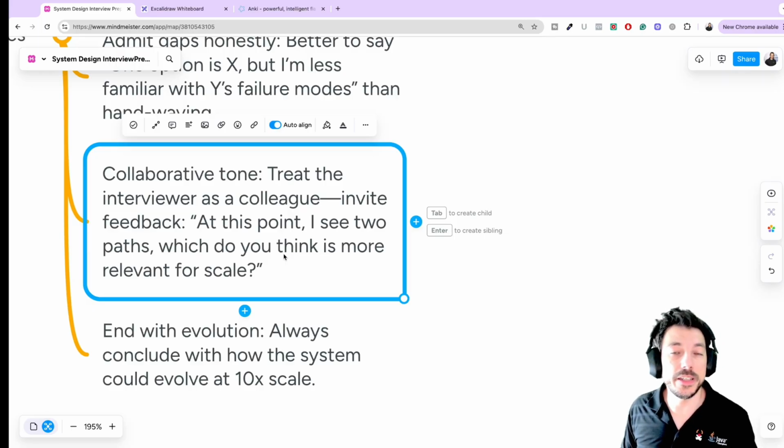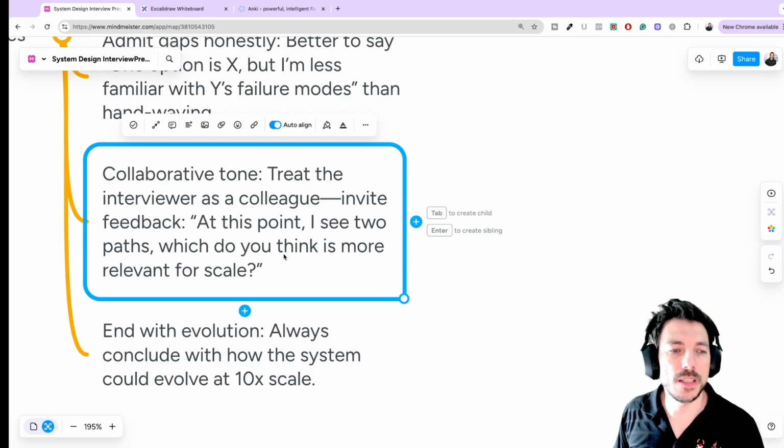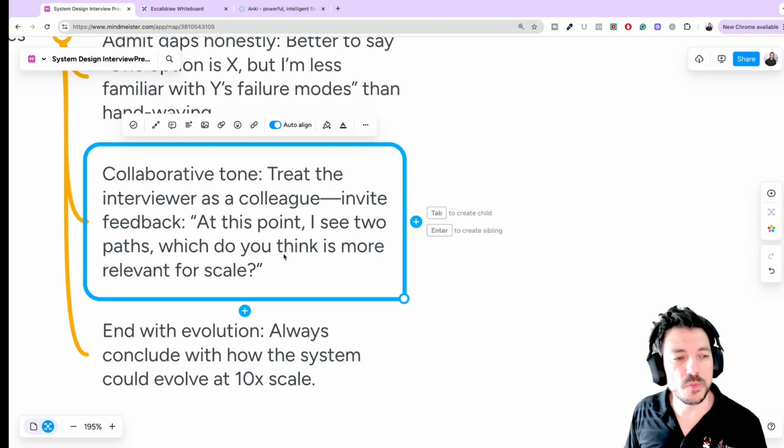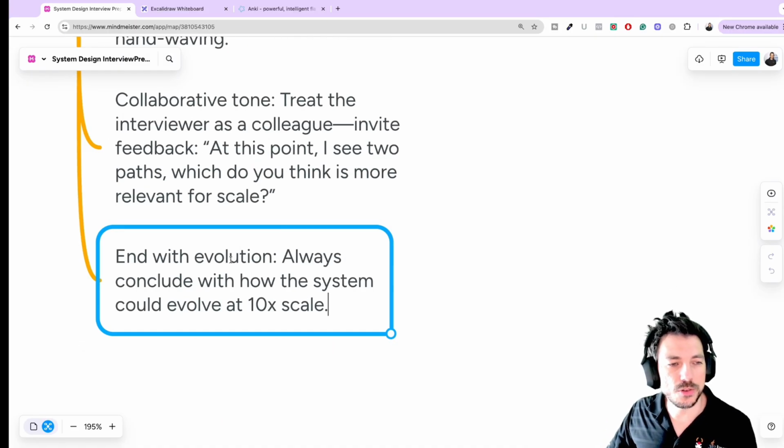And you have to have a collaborative tone. The interviewer is your colleague, your partner during the interview. Be open to feedback, and you can even ask for feedback directly. You can say, hey, at this point, I see two paths. Which do you think is more relevant for our scale? You can ask that, and also end with evolution. So always conclude how the system could evolve at the next scale.